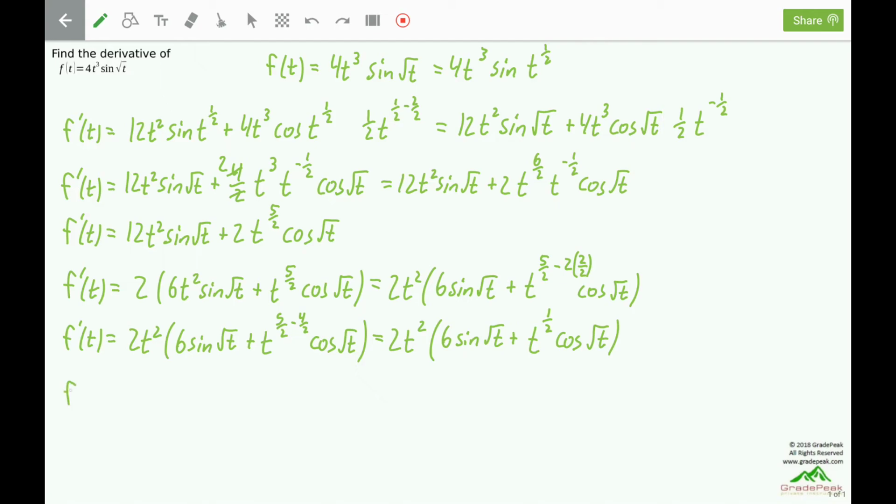And the last thing we can do here is rewrite this as a square root of t. Everything else will remain the same. And there is our simplified version of the derivative f prime of t.